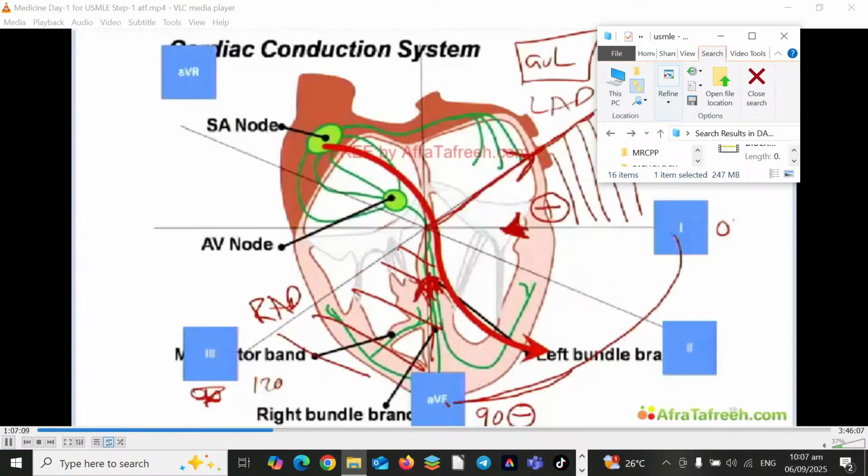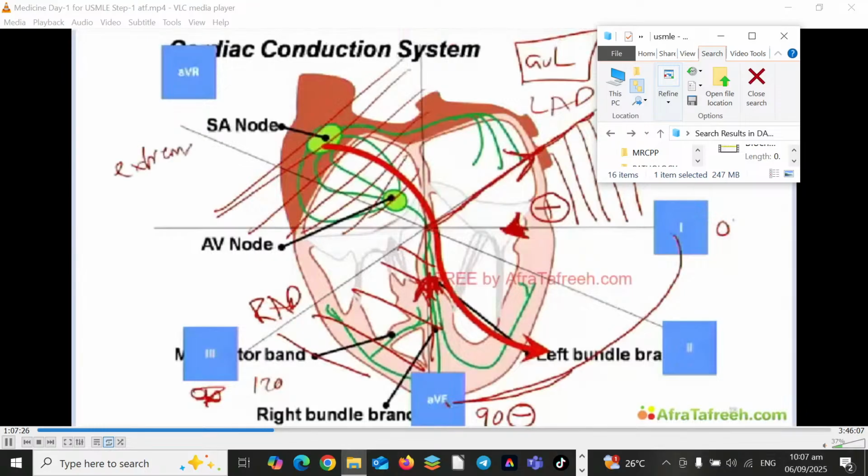The last scenario is when it is negative in AVF and negative in lead 1. So that becomes this quadrant of the heart, and this becomes your extreme axis. And we just spoke about it, it can happen only in anything that can go in the opposite direction. It can only happen in this condition.